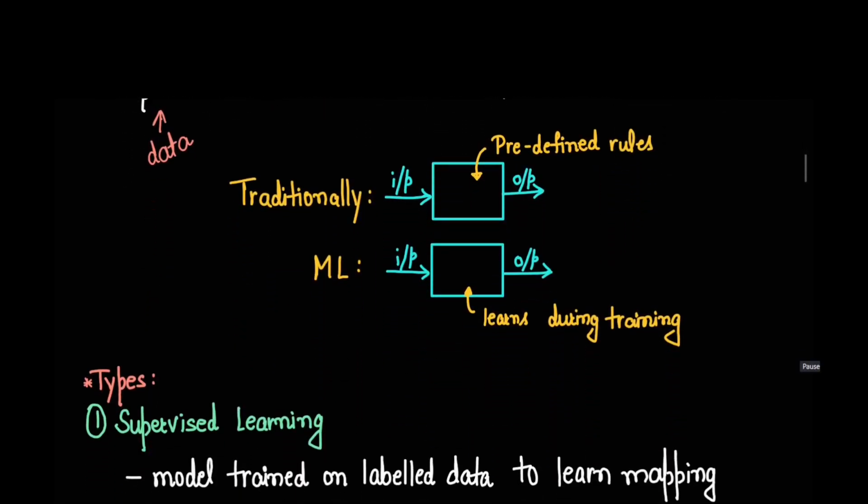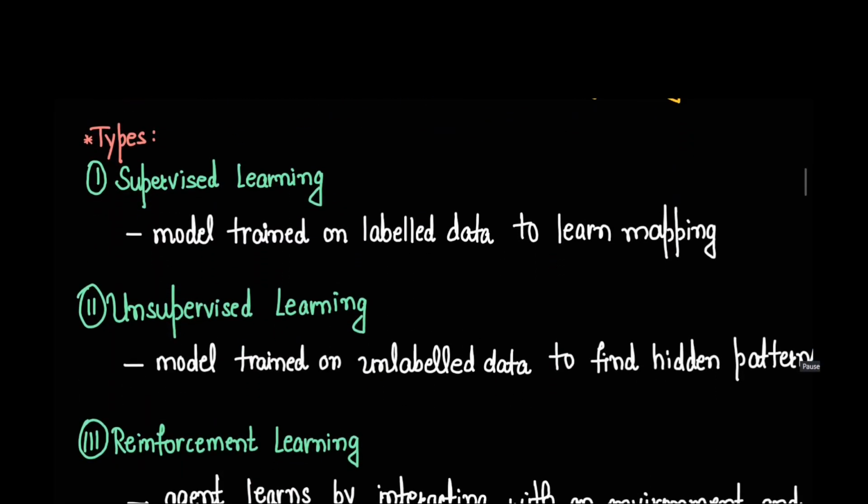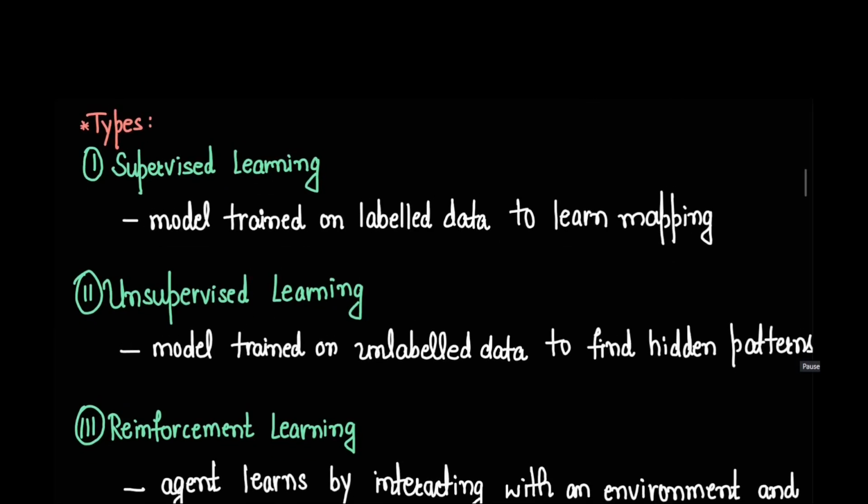So moving towards the types of machine learning, we have three major types, those being supervised learning, unsupervised learning, and reinforcement learning. In supervised learning, during the process of training, we provide our model with labeled data. Now, what is labeled data? It is when we give both the input and the output to our model.